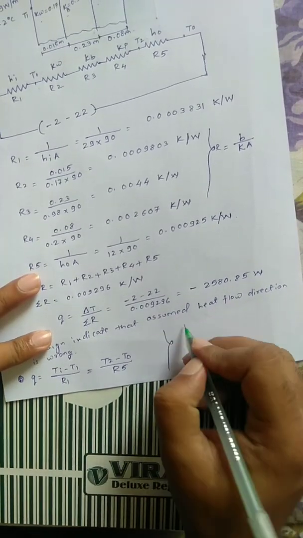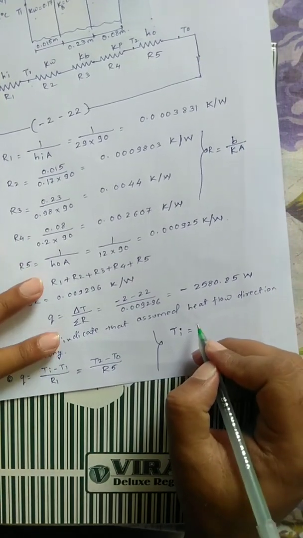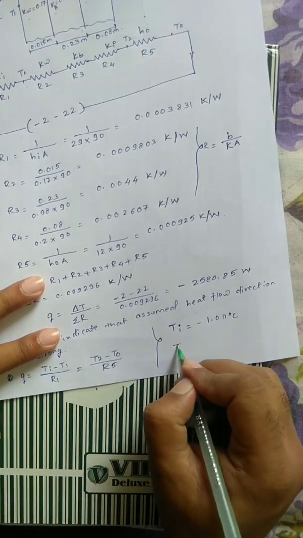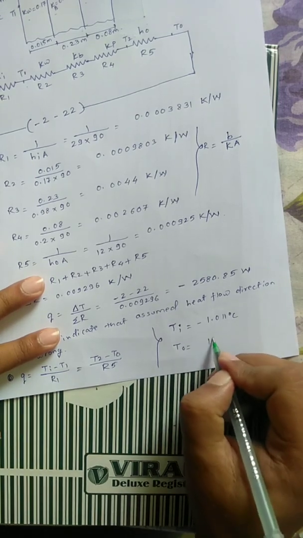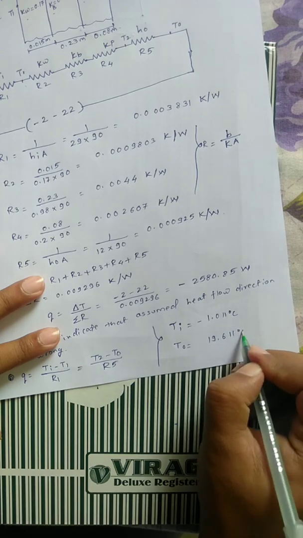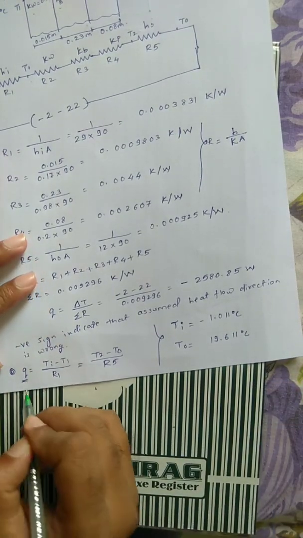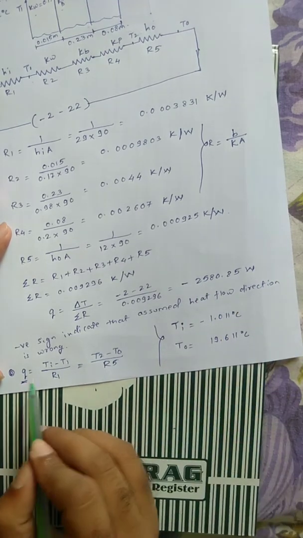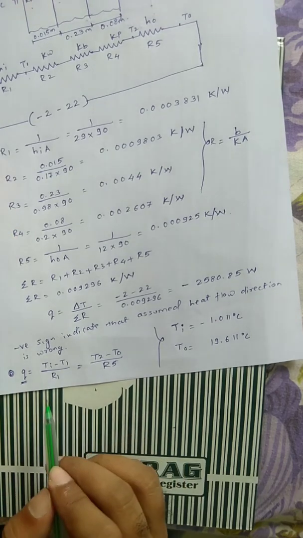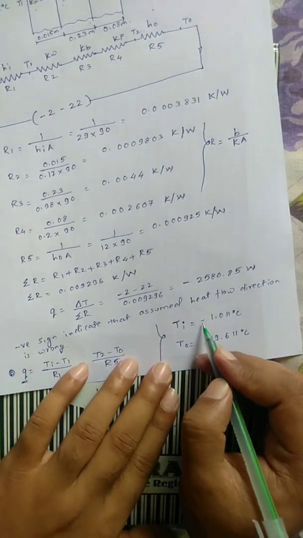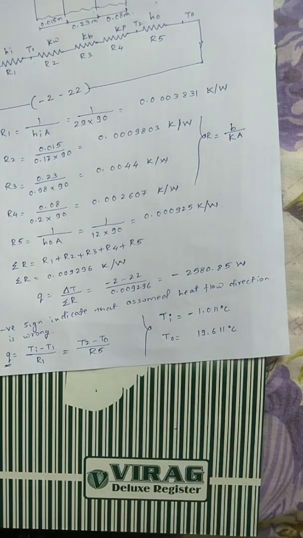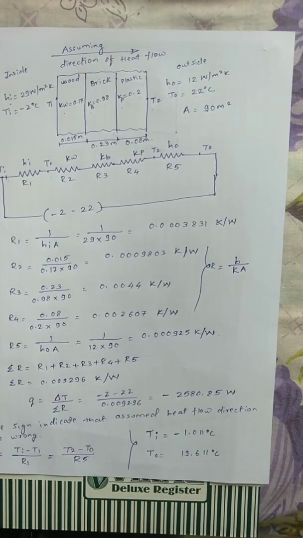So from this you can easily find out the values because Q is known to you, Ti is known to you, and R1 is also known to you. So from this you calculate T1, and you will get T1 equal to minus 1.011 degree centigrade and T2 equal to 19.611 degree centigrade. While considering the value of Q, you need to take the value of Q as it is with its negative sign in this formula. So this is the actual solution of question number 2.